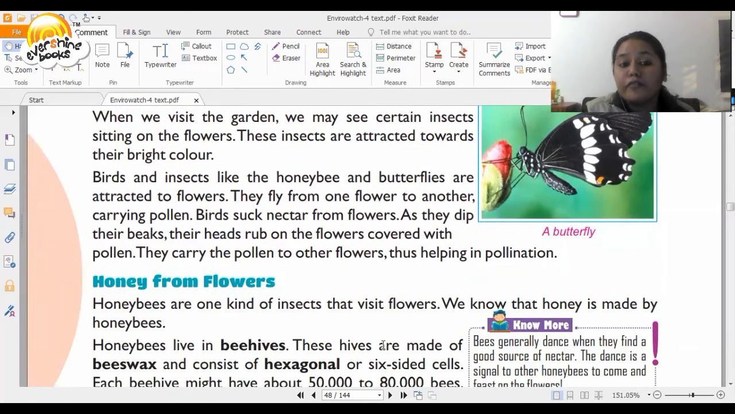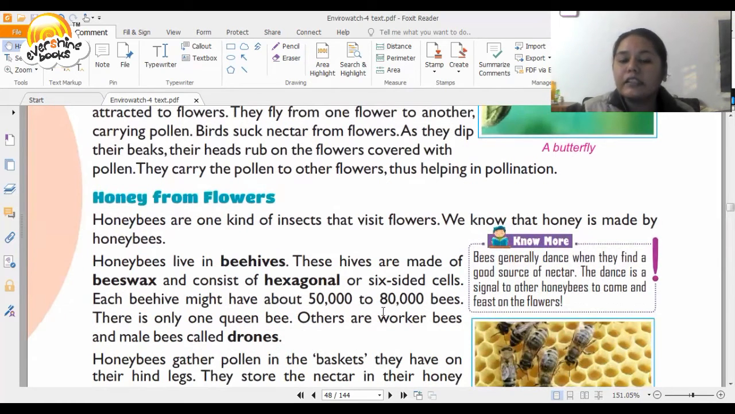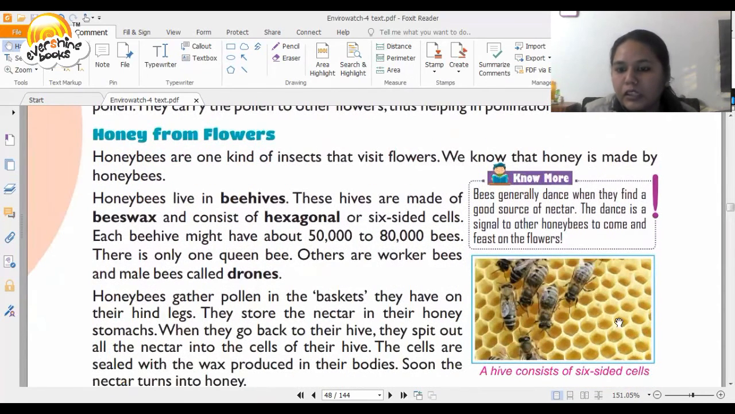Now, honey from flowers. Honeybees are kind of insects that visit flowers. We know that honey is made by honeybees. Honeybees live in beehives. So the entire group or the community where the honeybees live is called a beehive. These hives are made up of beeswax and consist of hexagonal, so six-sided, cells. So if you see this, you see six sides are there, hexagonal or six-sided cells.